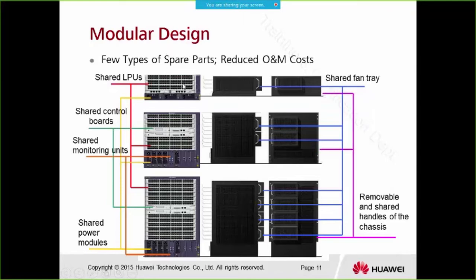So these are the different slot functions. Here are the slots for the 03, 06, and 12. These slots are LPUs. LPU means line processing unit. It means we can insert the interface cards into those slots. And these are control boards. They are like the brain of the chassis switch, the main control boards. So the CPU and the routing processing are on the main control boards.